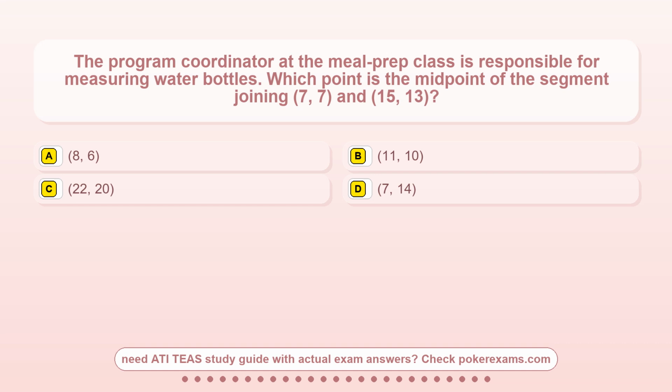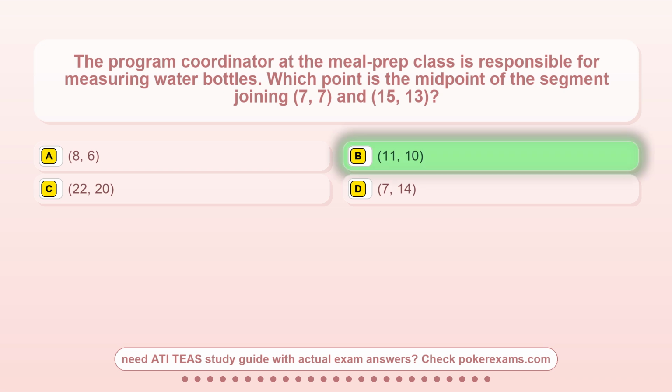Question 9. The program coordinator at the meal-prep class is responsible for measuring water bottles. Which point is the midpoint of the segment joining (7, 7) and (15, 13)? Option A, (8, 6). Option B, (11, 10). Option C, (22, 20). Option D, (7, 14).